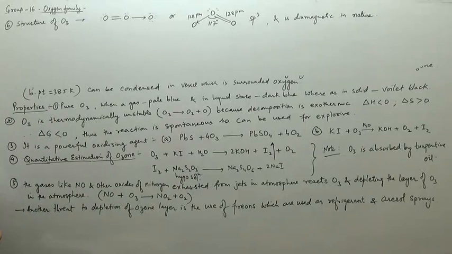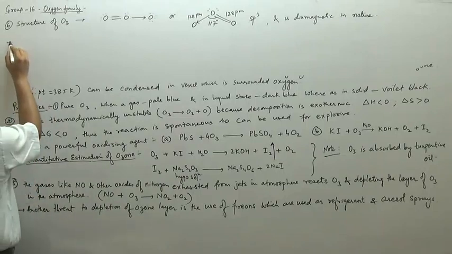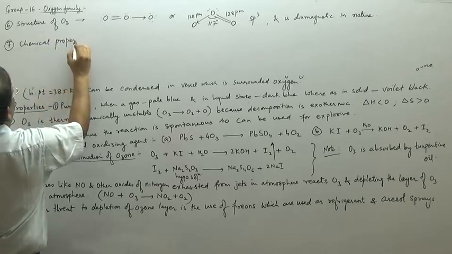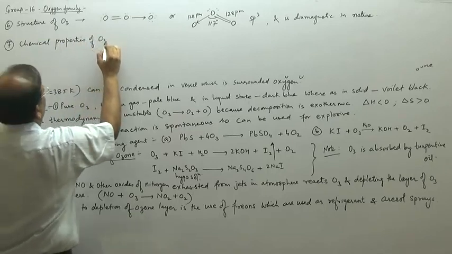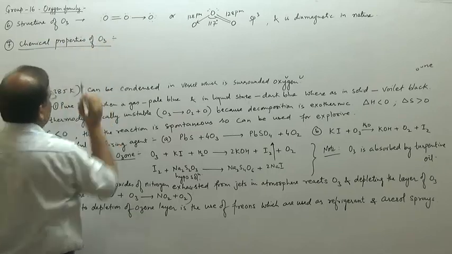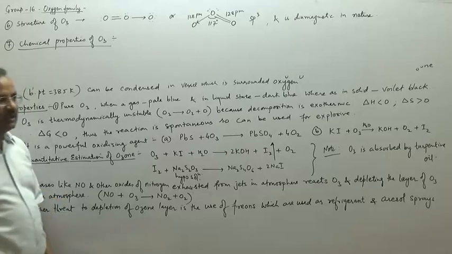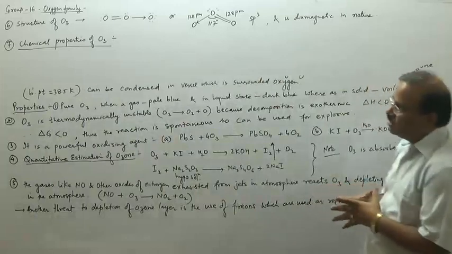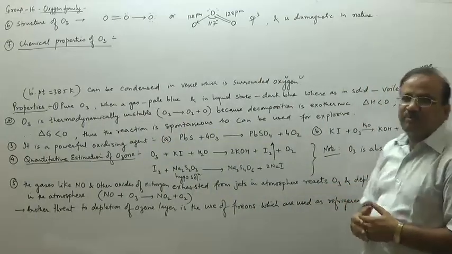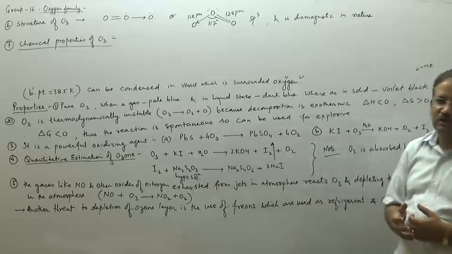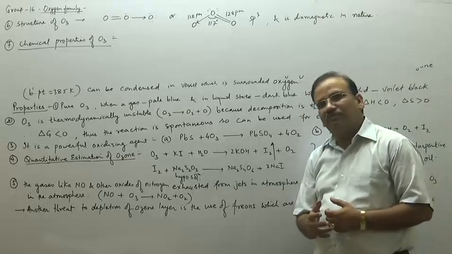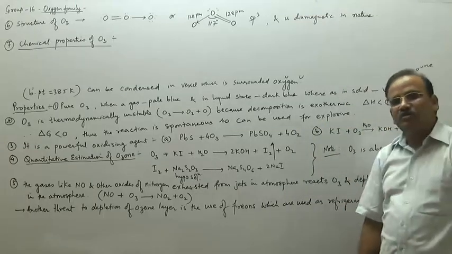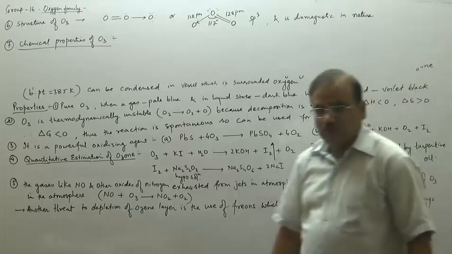Now we can write the chemical properties of ozone. We can discuss these chemical properties of ozone in the next class. That is all about oxygen in this class. In the next class we can discuss the chemical properties of ozone, and we can also discuss sulfur. So that's all in this class.